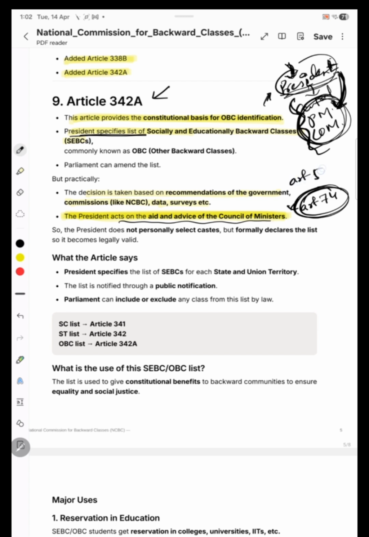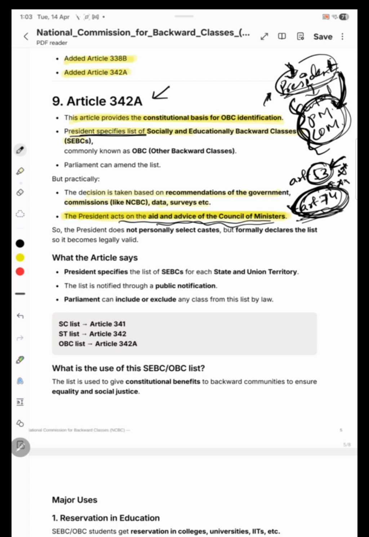Article 53 basically says the executive power lies with the president, but this actual executive power, the president works on the advice of the council of ministers and the PM. This is mentioned in article 74. So these two articles are very important. You have to keep this in mind, read it properly and remember it.